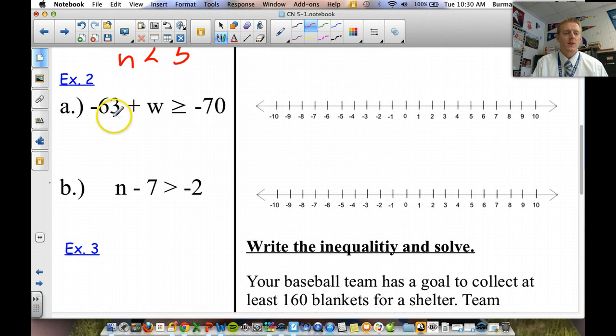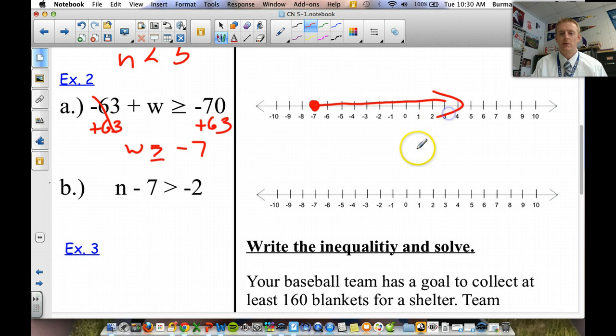Okay. Example 2. Again, we're trying to get w by itself, so to get rid of a -63, we have to add 63 to both sides. Now, we're trying to confuse you a little bit by throwing in these integers. So w is greater than or equal to -7, so we have a closed circle at -7, and greater than shades to the right.